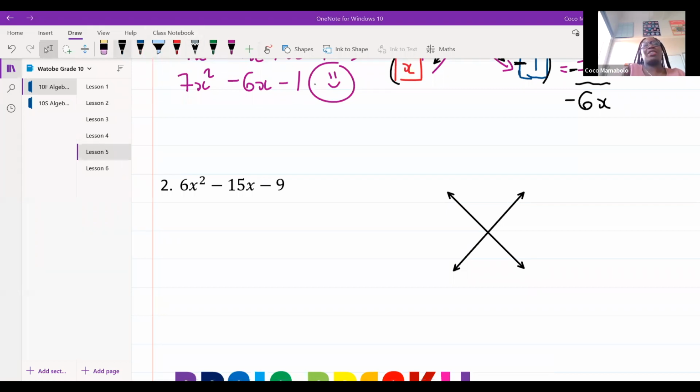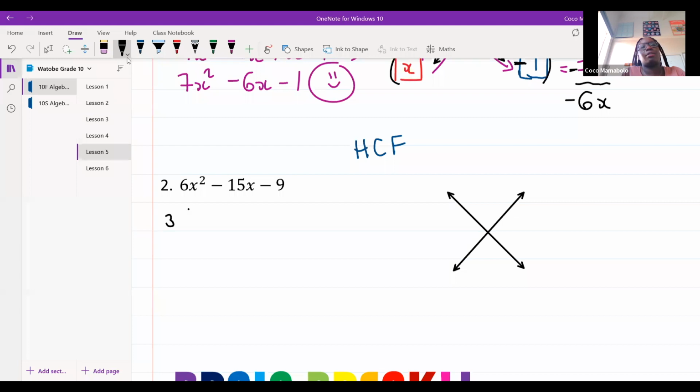All right, guys, let's have a look at this question. Now, like we said 6 million times, the first thing we always have to do is look for an HCF. Take out the highest common factor. Tell me in the chat, guys, what is my highest common factor? That's it. It's 3. So we're going to take 3 out first.